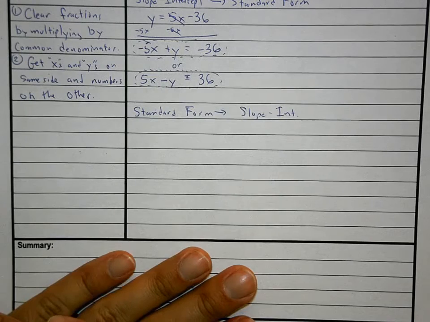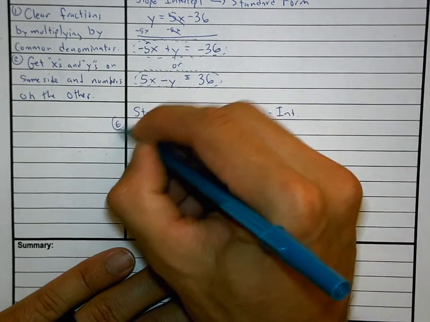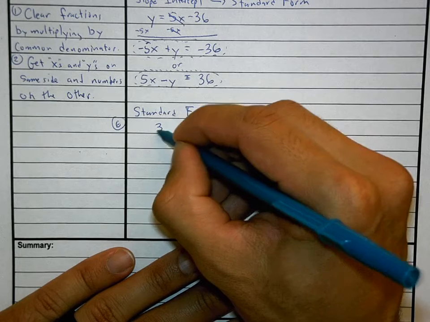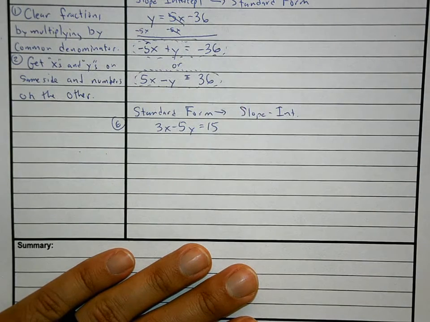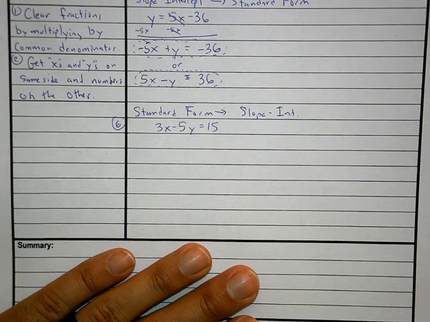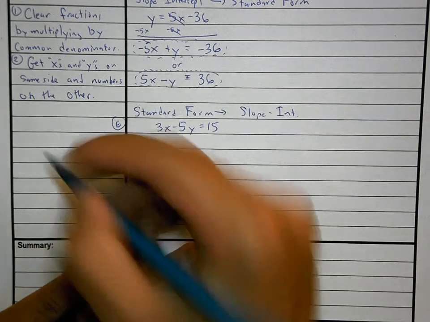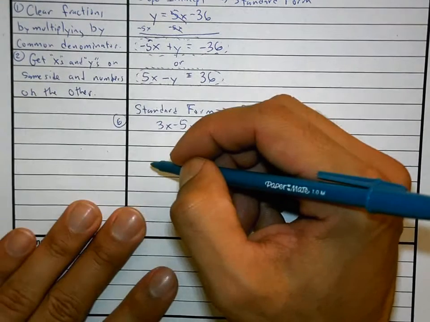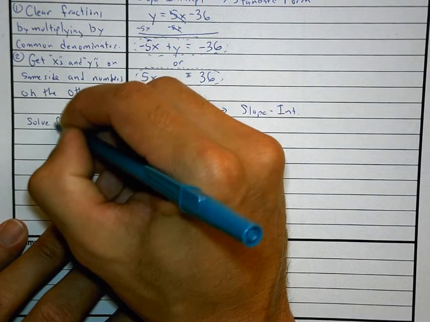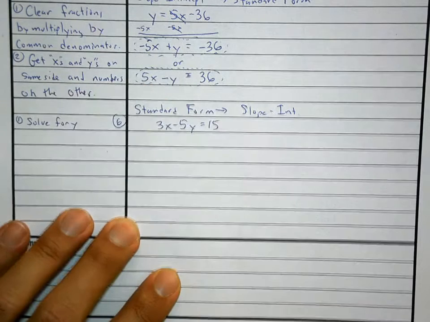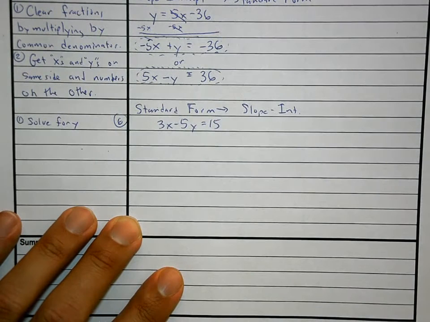For example, I'll put a 6 in a bubble. 3x minus 5y equals 15. And I need to go into slope intercept form. What you're going to do here is you're going to solve for y.